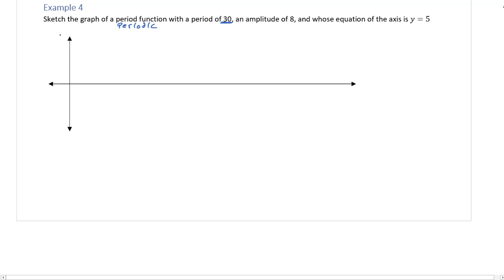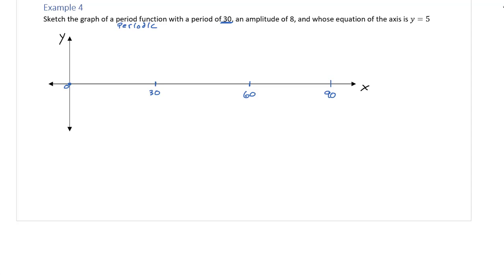So let's make this our y-axis, this is our x-axis. So here's what I'm going to do. I'm going to make this my first period. There's 30, right? I'm going to start at 0. Now you don't have to start at 0. You can start at something else, but I'm going to keep this as easy as I can. It's going to start at 0, 30, 60, right? The next one will occur at 90, and so on and so forth. Okay, so I'm keeping it pretty simple. We don't have to get super detailed with our graph here. All right, it has an amplitude of 8 and whose equation of the axis is y equals 5.